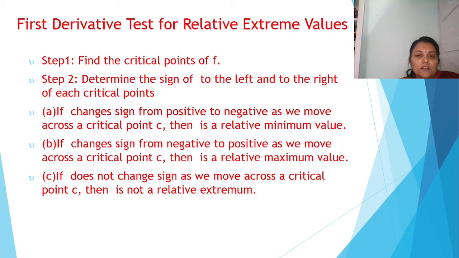the sign of f dash changes from positive to negative, then that 3 is a relative maximum value. And if it changes sign from negative to positive as we move across a critical point c, then it is a relative minimum value. If it does not change sign as we move across a critical point c, then it is not a relative extreme, neither a relative minimum value nor a relative maximum value.